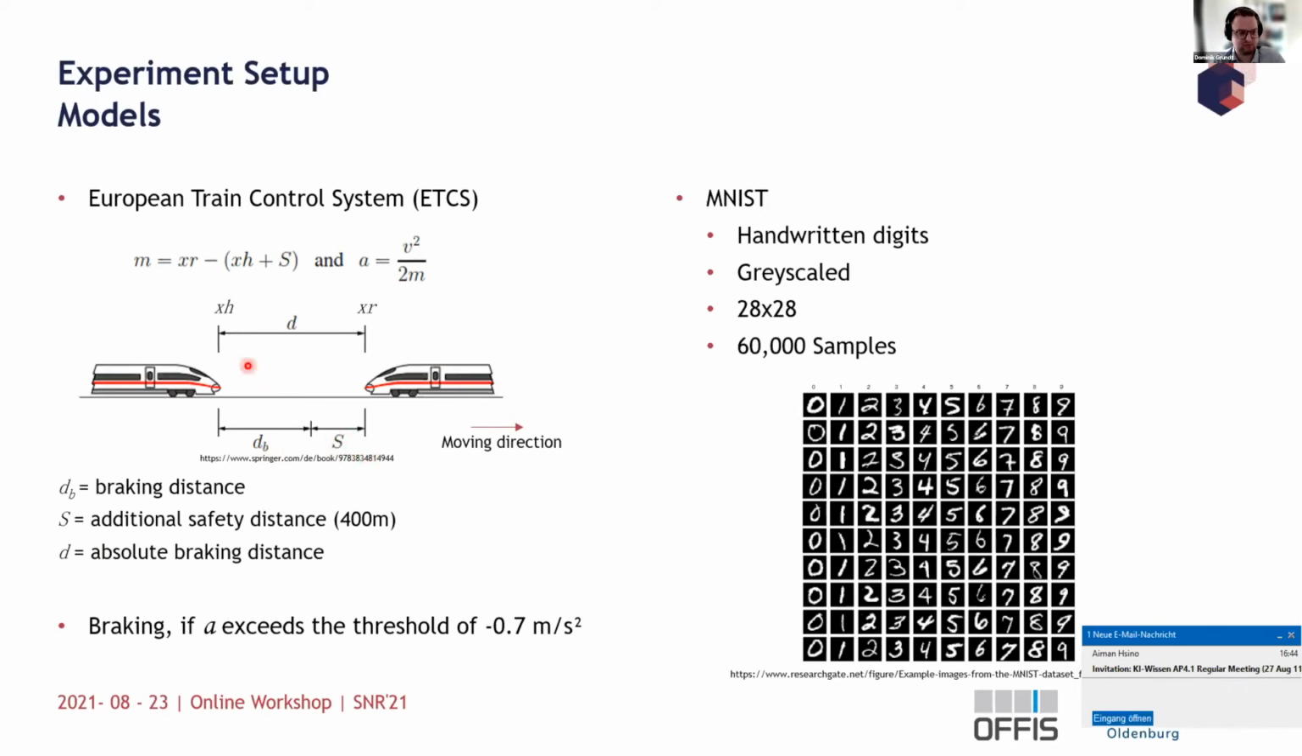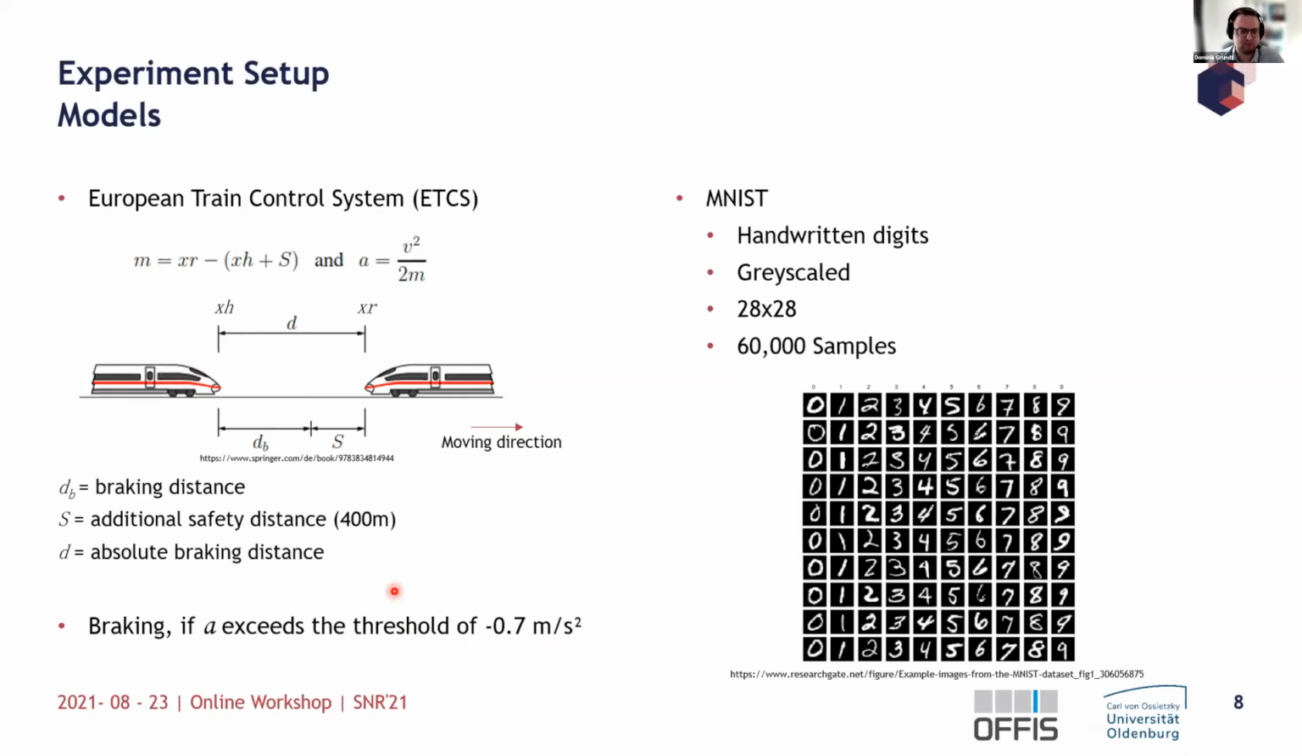And what we are doing is calculating the distance between the trains and also calculating the needed braking force to be in the absolute braking distance. And if the braking force exceeds the threshold of minus 0.7 meters per second, then we want to brake to get back into this window. And we also considered the well-known MNIST set, where we have handwritten digits, grayscaled, with a size of 28 times 28 pixels and over 60,000 samples.